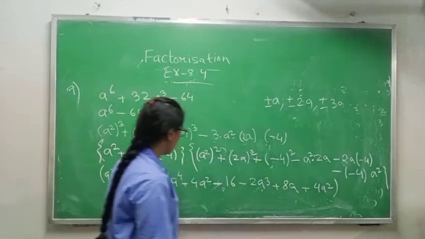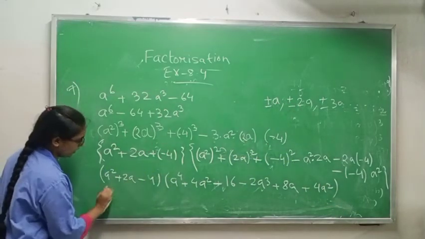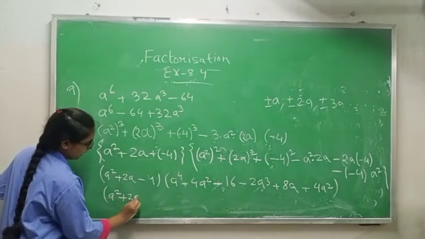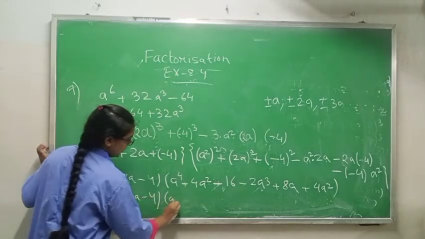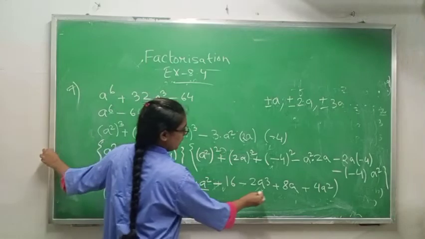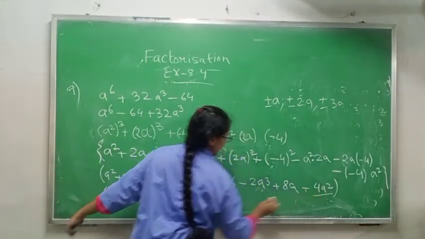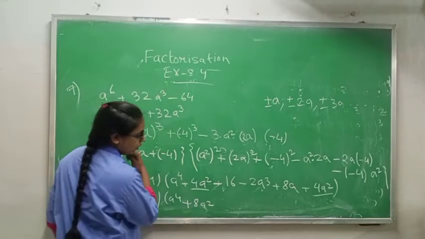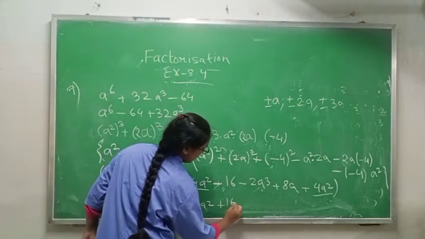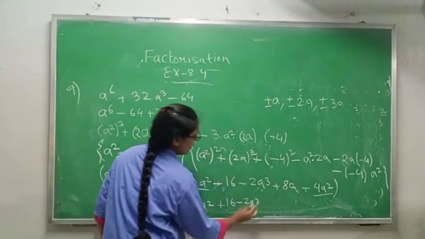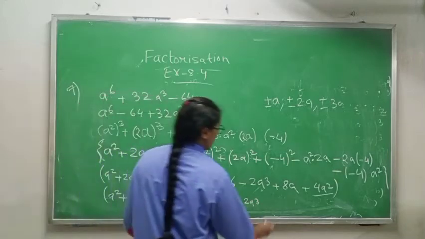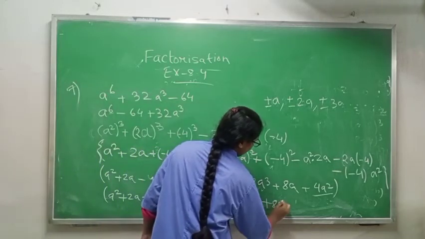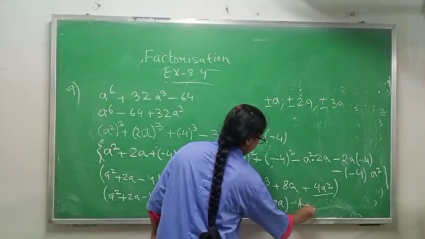Now see whether it is possible to add or subtract something. In this one it is not possible, so I am writing the answer as this. In this one it is possible, plus 4a square plus 4a square, I can write plus 8a square. Anything? No. So I will write the rest as it is. You can arrange this according to the power. If you don't, you will still get full marks. Okay? It does not matter at all.